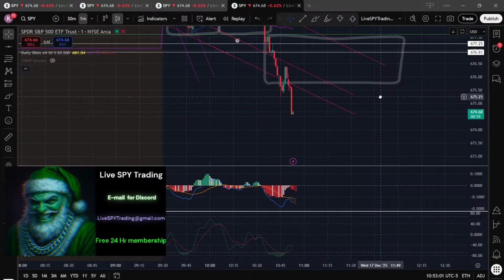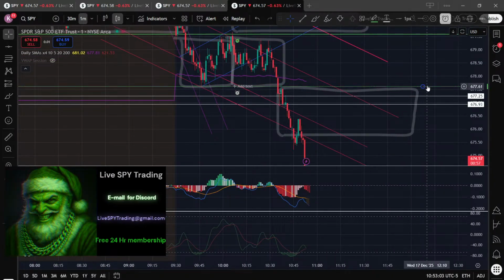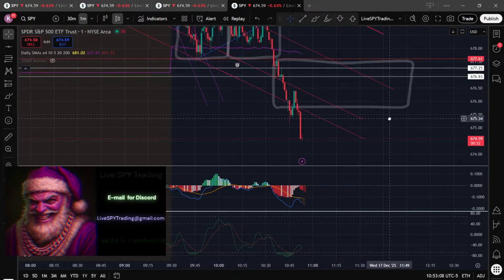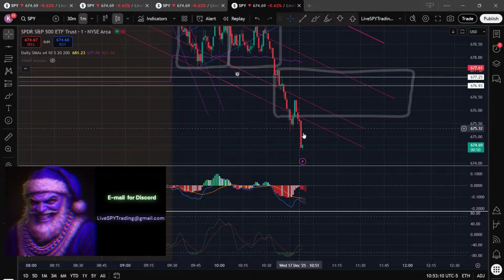Oh my goodness, look at this play. I gotta put this back red. I'm sorry, because this was my call out, so I need to take credit for this.